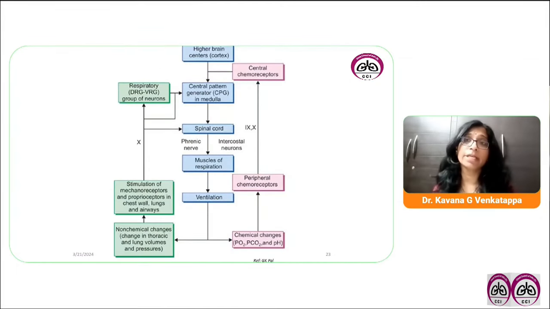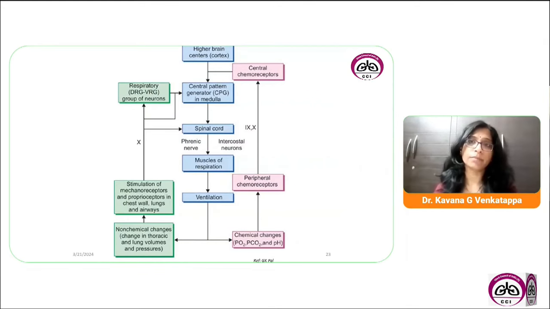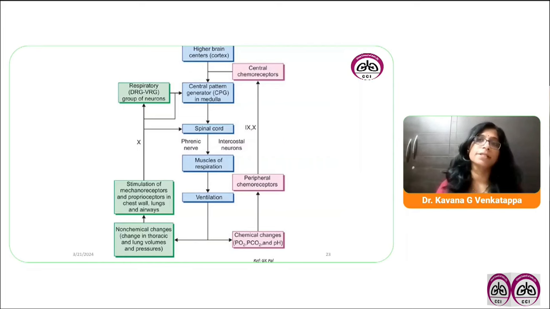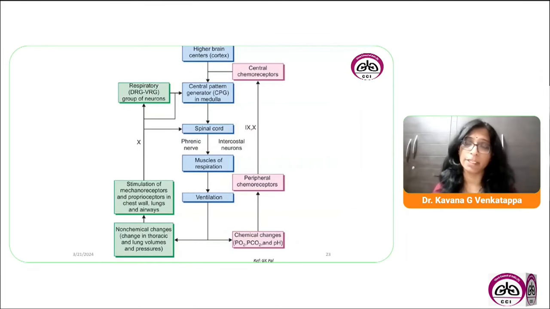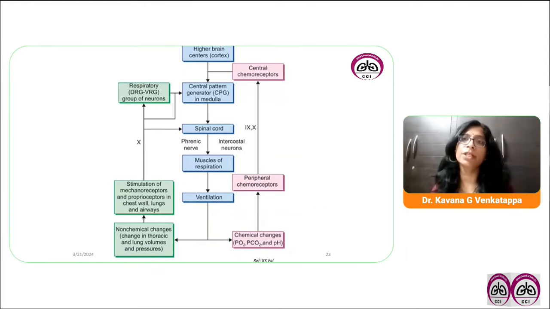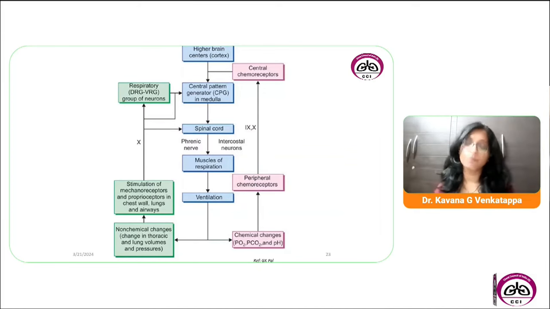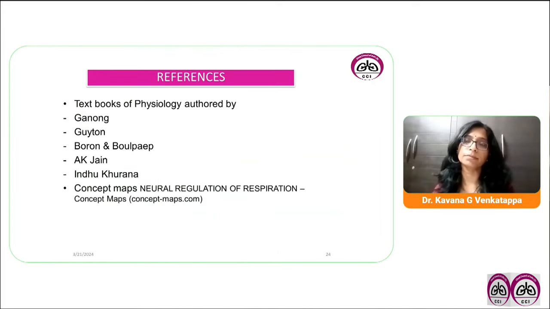chemoreceptors. So to summarize the regulation of respiration, apart from neural and central, there are even other receptors, maybe pulmonary receptors, myocardial chemoreceptors, and the influence from the higher centers of the brain. All these are necessary, which can bring about changes in ventilation via these respiratory centers and the muscles of respiration. So these are the references.